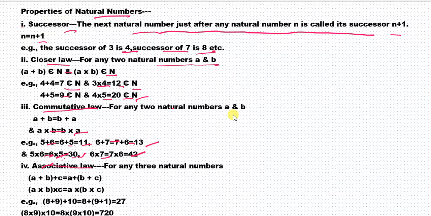The next property is associative law. For any three natural numbers, a plus b plus c, similarly a plus (b plus c). Similarly, a into b into c, similarly a into (b into c). In digit form, let us take the example (8 plus 9) plus 10. This is 27. If we change the placement of brackets, 8 plus (9 plus 10) is similarly 27. Similarly, (8 into 9) into 10 gives the result 720. 8 into (9 into 10) is similarly 720. This is called associative law.